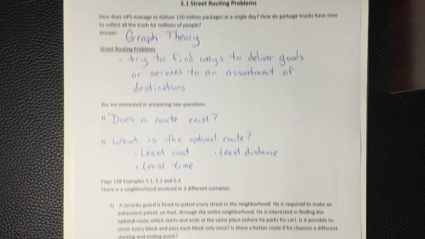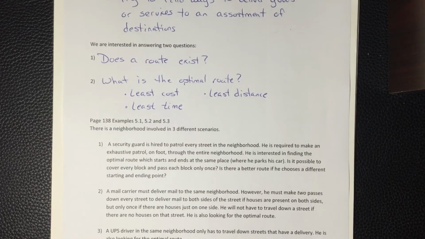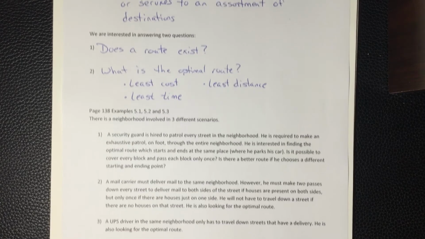So some examples of street routing problems. Number one, a security guard is hired to patrol every street in the neighborhood. He's required to make an exhaustive patrol on foot through the entire neighborhood. He's interested in finding the optimal route which starts and ends at the same place, where he wants to park his car. Is it possible to cover every block and pass each block only once? Is there a better route if he chooses a different starting and ending point? Okay, so that's an example of a street routing problem.